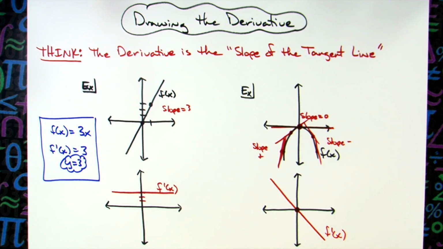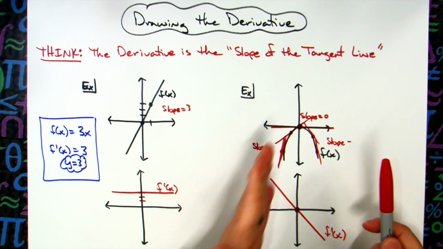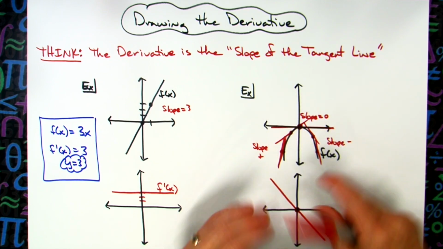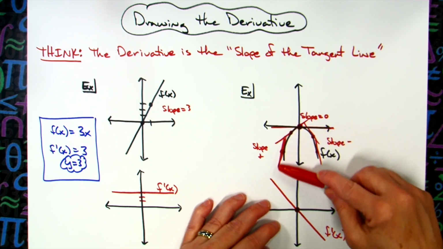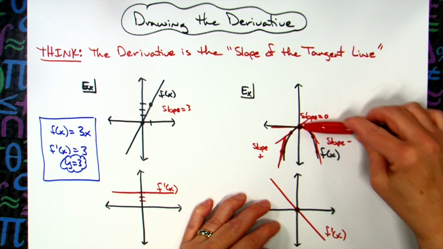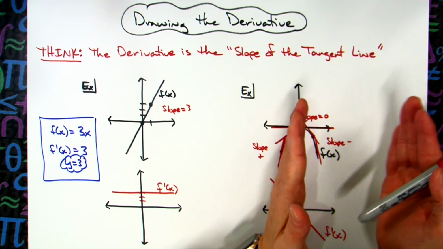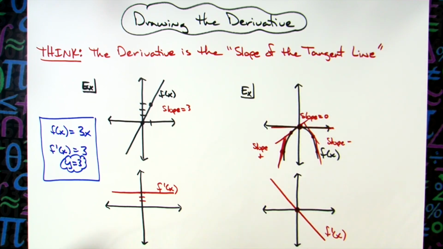So you're analyzing those slopes of the tangent lines and doing them in intervals wherever it's consistent. Like all of the tangent lines over here had a positive slope. From 0 to positive infinity, all the slopes of the tangent lines were negative. So you can break it up that way.